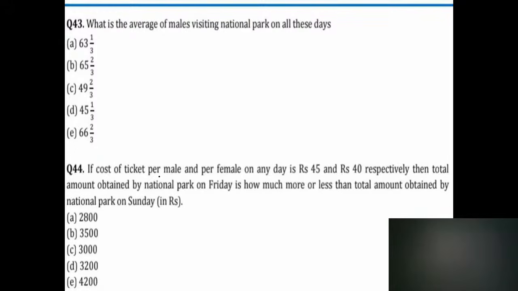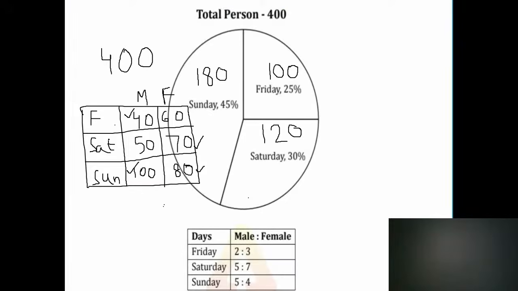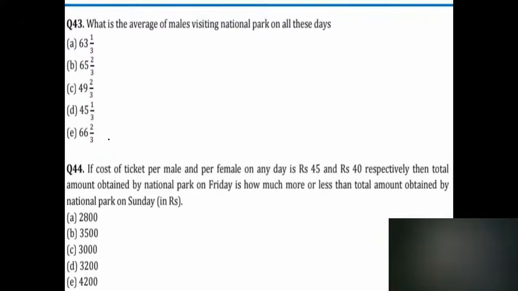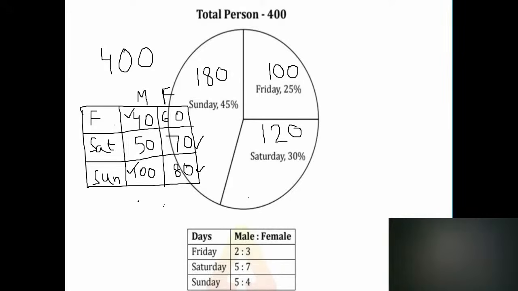Average number of males means you should add all the males divided by the total number of days. So let us go to the previous data. You should add all the males divided by the total number of days. So just add all the numbers of males on all the days, 40, 50 and 100. So if we add 100, 50 and 140, it gives us 190. So total 190 males are there in that park.